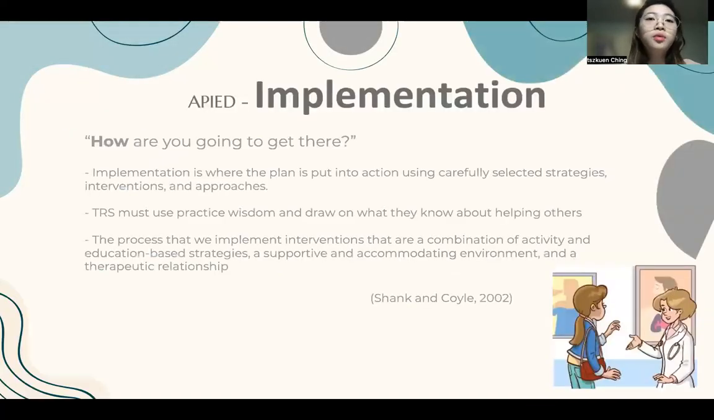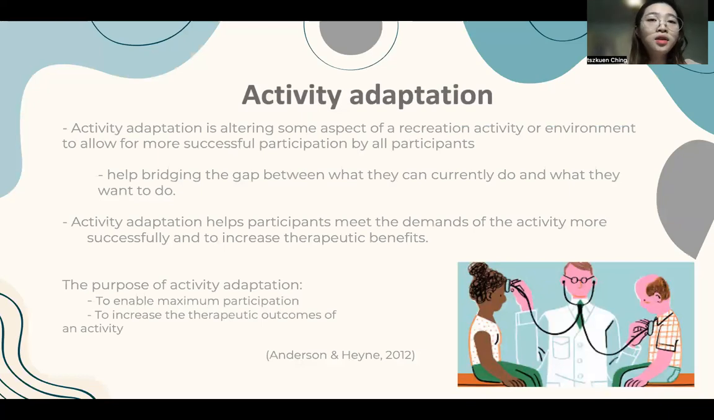Implementation. We use this phase to help us answer the question, how are we going to get there? Implementation is where the plan is put into action using careful selection of strategies, interventions, and approaches. In the implementation phase, sometimes TRS will have to provide activity adaptation to allow for a more successful participation by all participants. The purpose of activity adaptation is to bridge the gap between what they can currently do and what they want to do, and to increase the therapeutic outcomes of an activity.